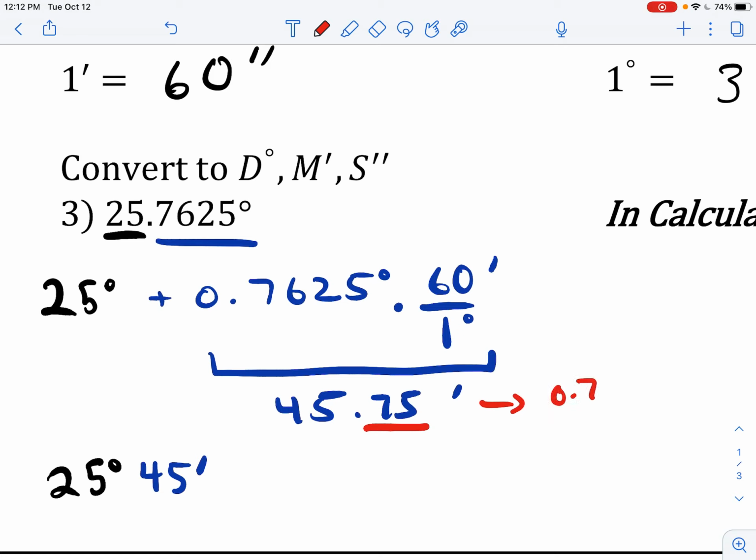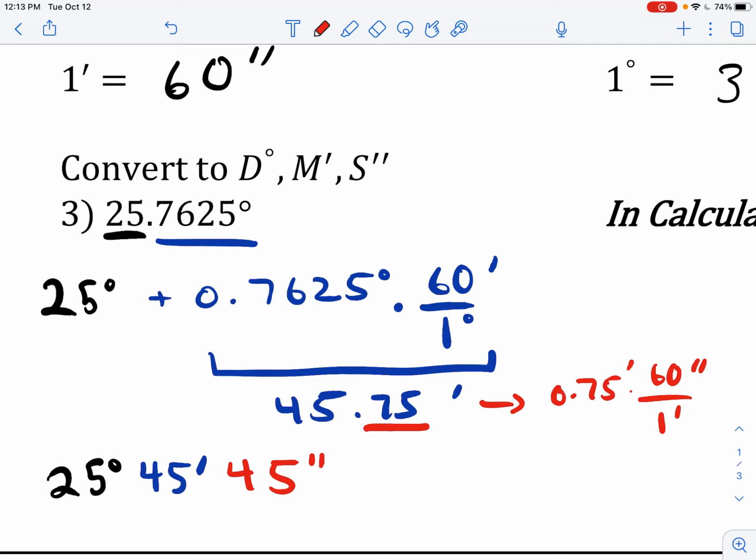So 0.75, again, same kind of deal. 1 minute has 60 seconds. So when we convert that, let me just punch that into my calculator. So 0.75 times, oh, I didn't need a calculator for that. I was checking the previous one. That's going to be 45 seconds.